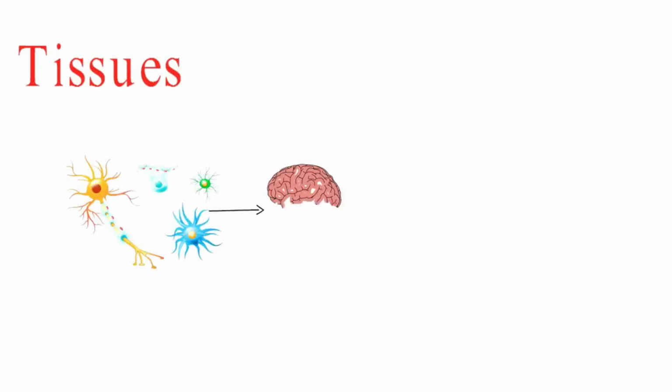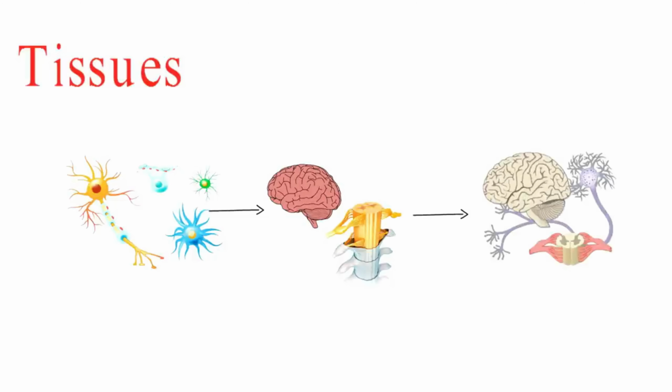These 4 types of tissues come together to form our organs, which, in turn, team up in organ systems to keep our bodies running smoothly. Pretty amazing, right?